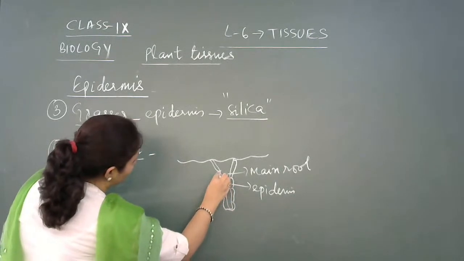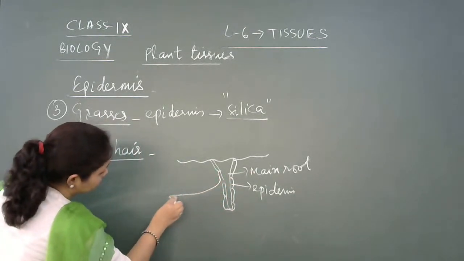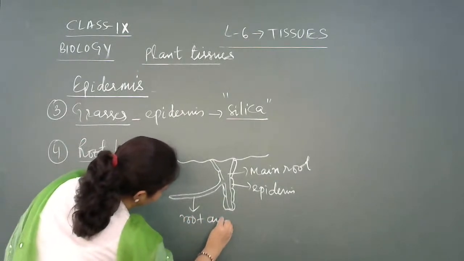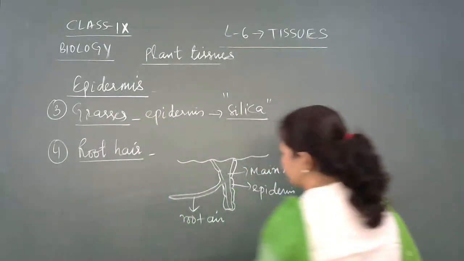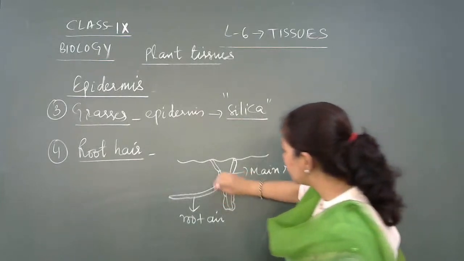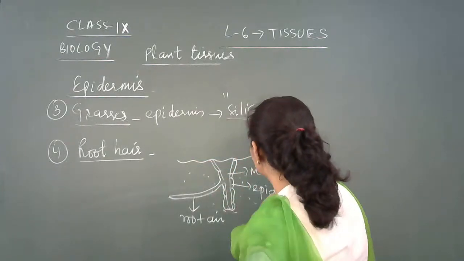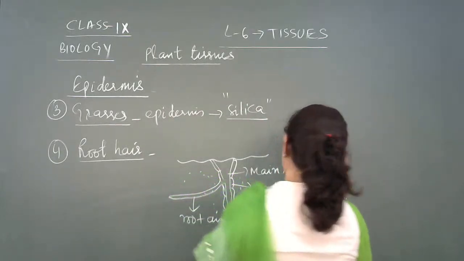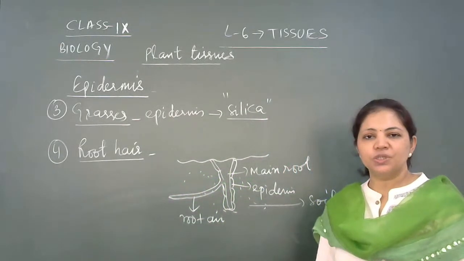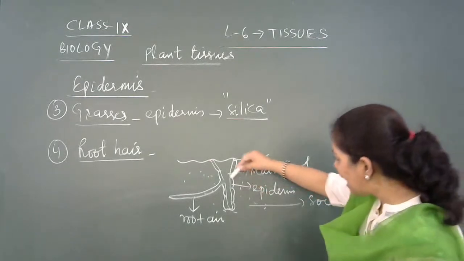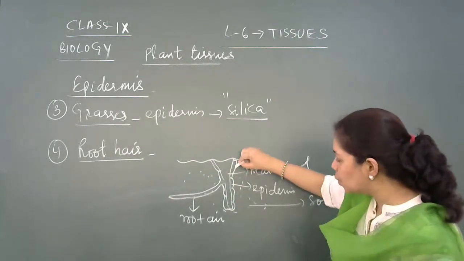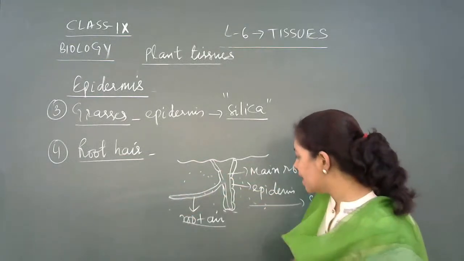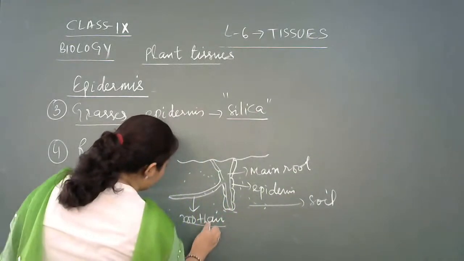So here comes out the root hair, right? And in the surrounding is present what is called soil. So in some young roots you must have seen that from the epidermis of the main root comes out a hair-like structure, and that is known as root hair.